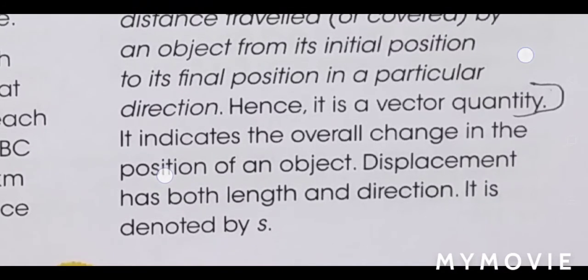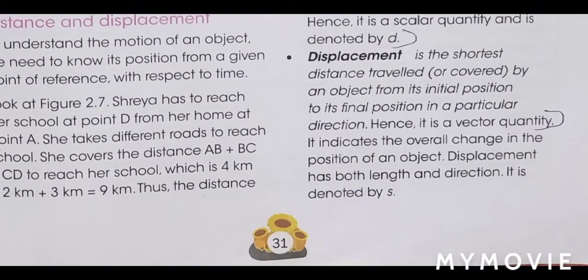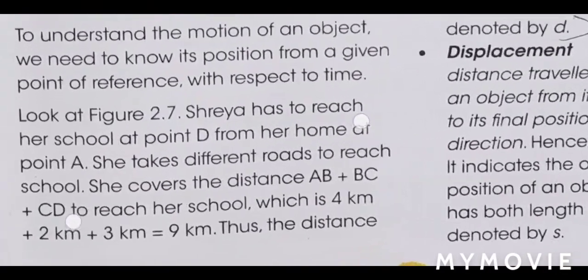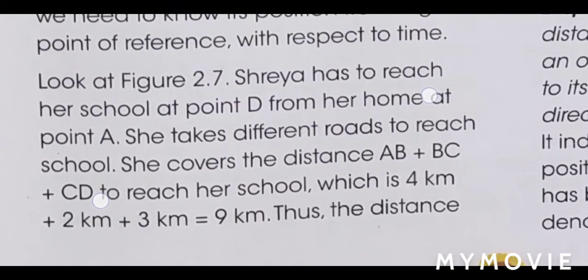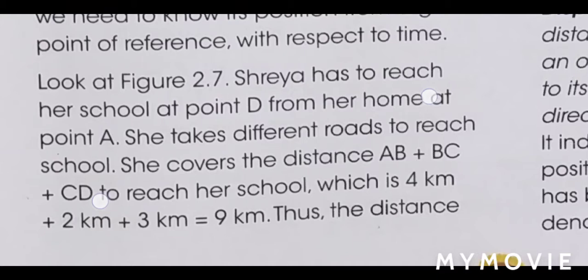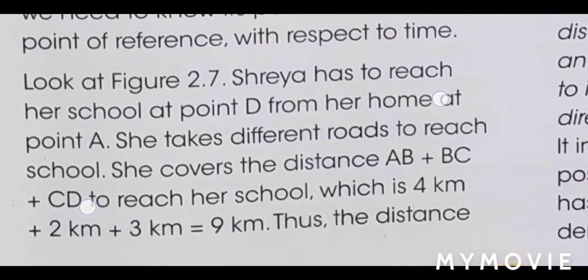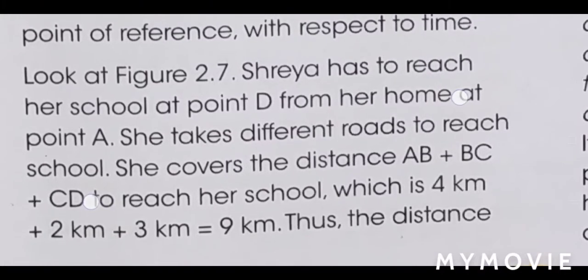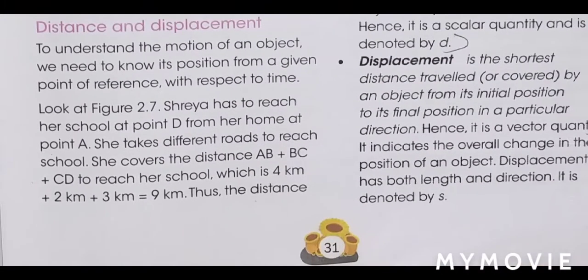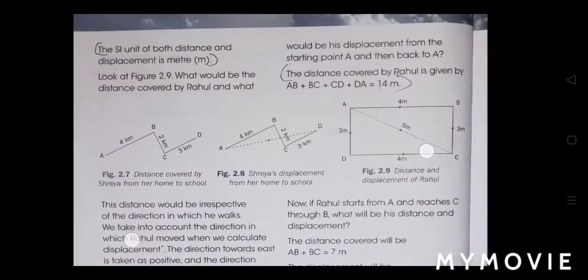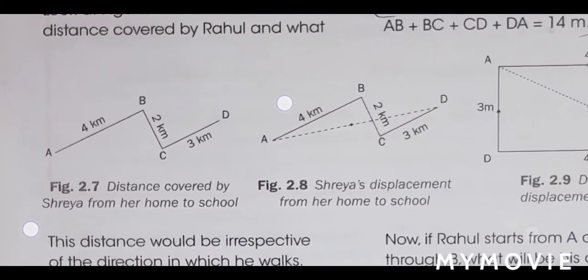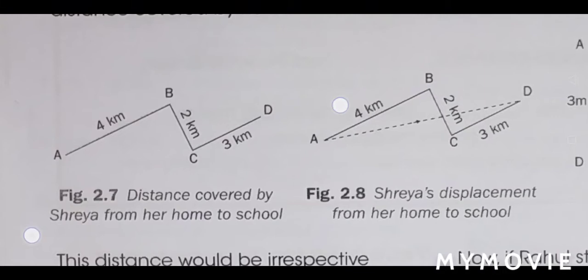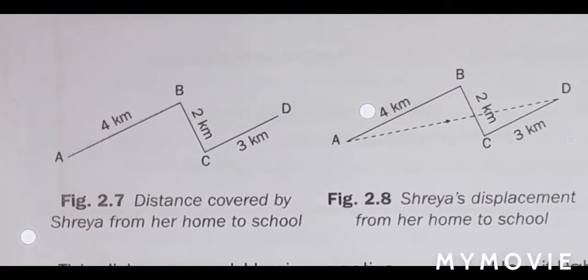Now one example is given in your textbook. Shreya has to reach her school at point D from her home at point A. She takes different roads to reach the school. You can see in the diagram. From point A, she travels to B. Again from point B, she travels to C, and finally she reaches point D, that is, the school.